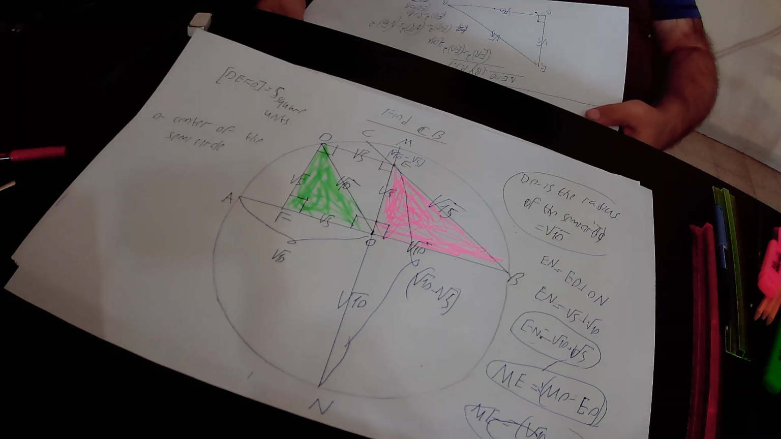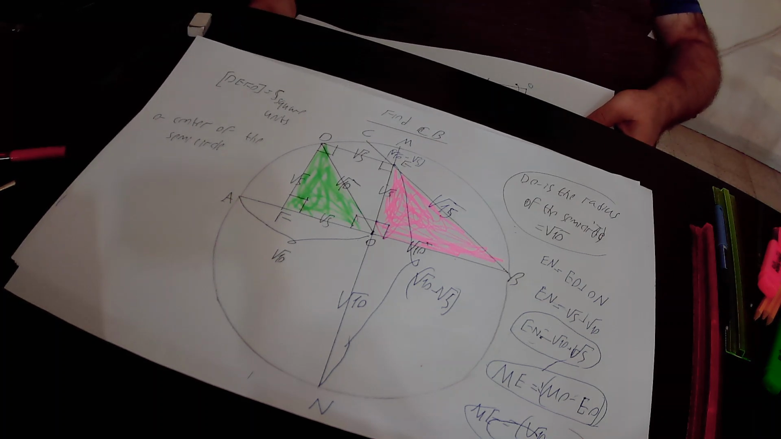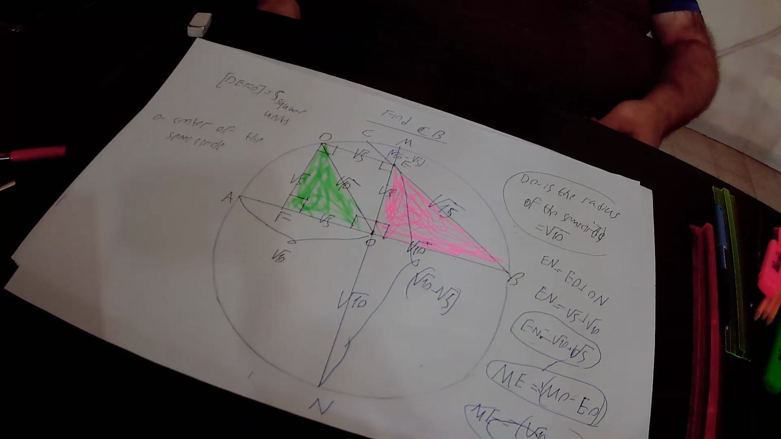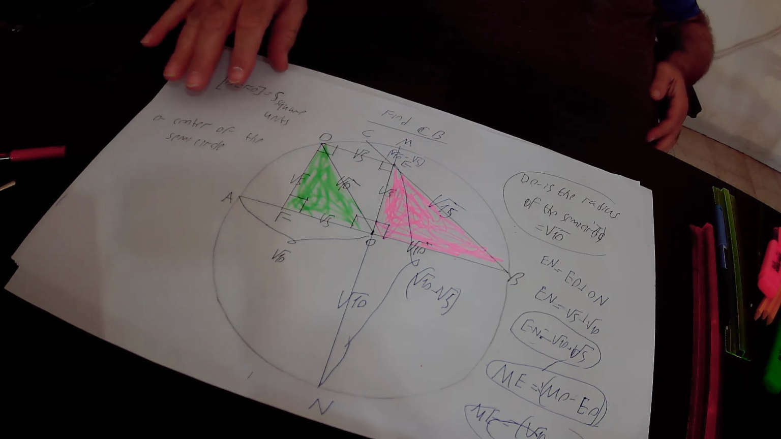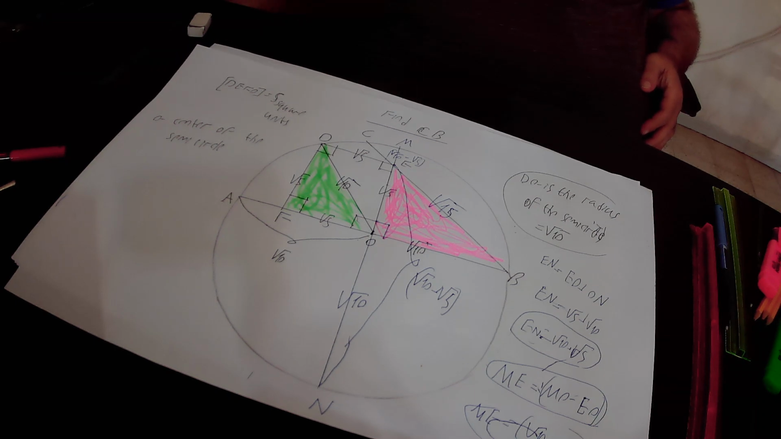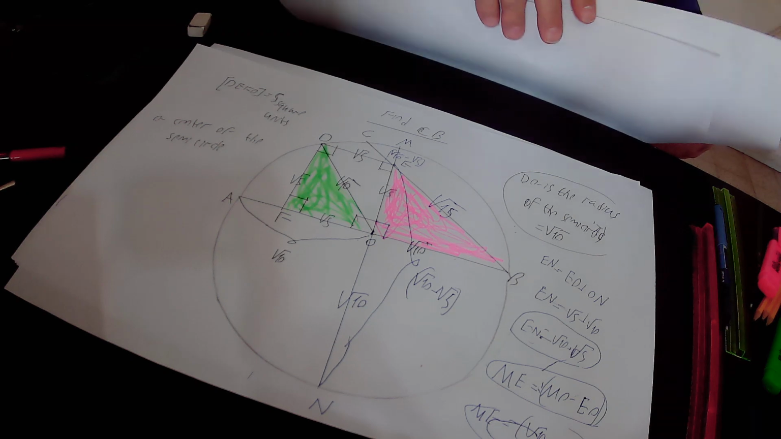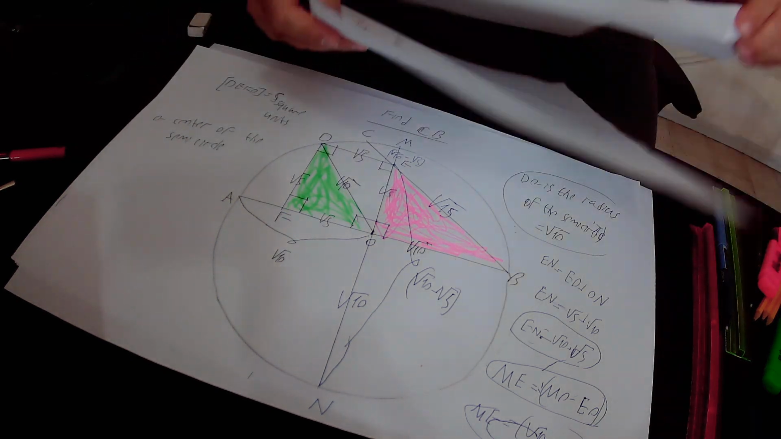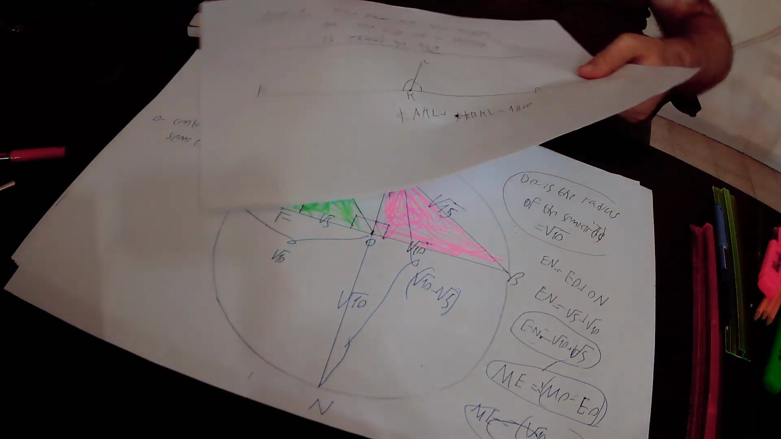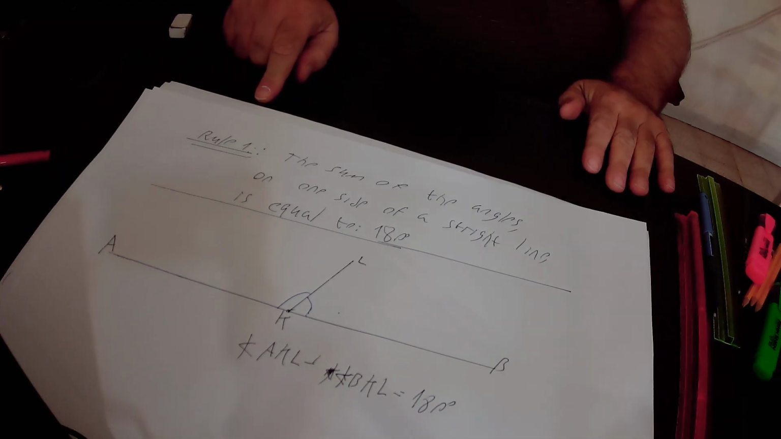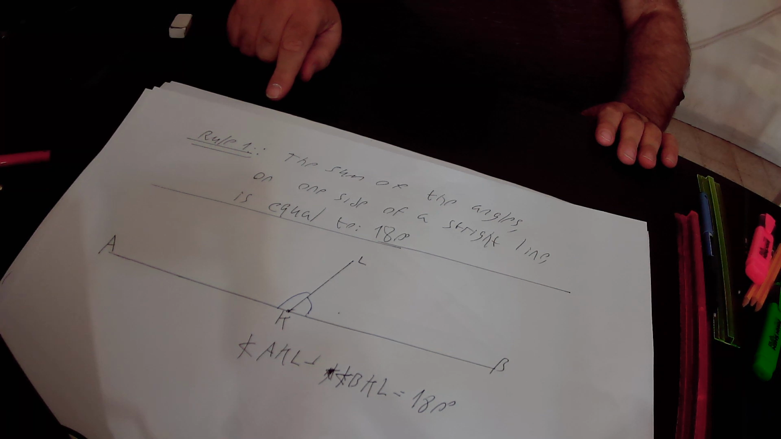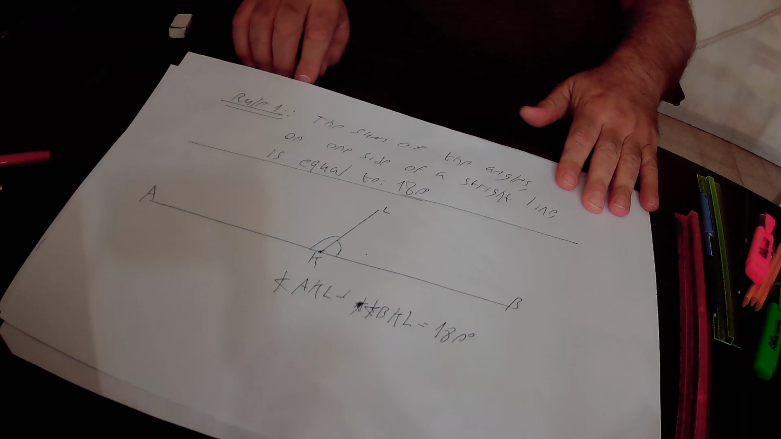In the next step, I presented a new rule and we implemented the new rule in our drawing. This is actually rule number 1: the sum of the angles on one side of a straight line is equal to 180 degrees. So what is the meaning of this rule, rule number 1?